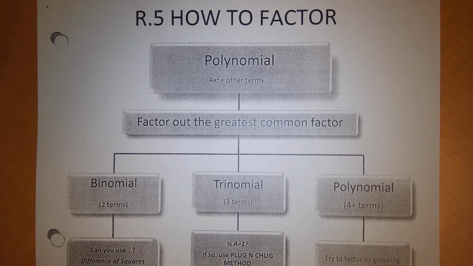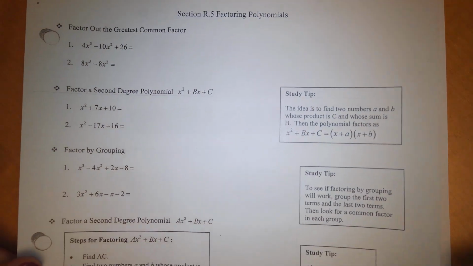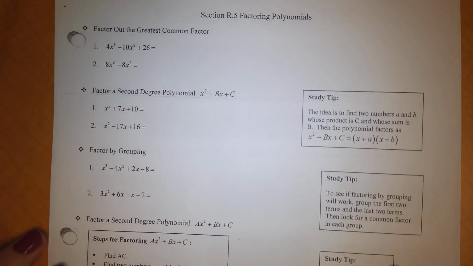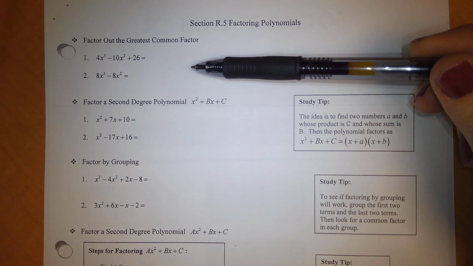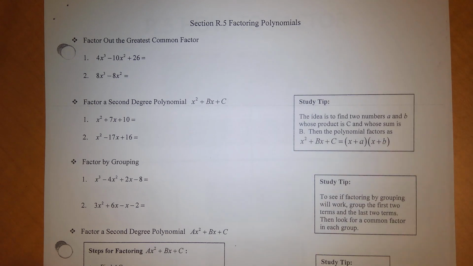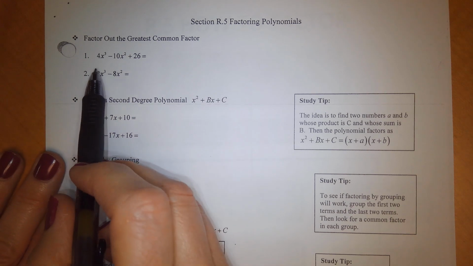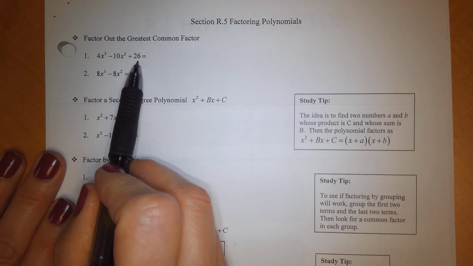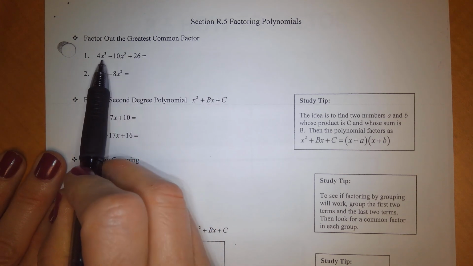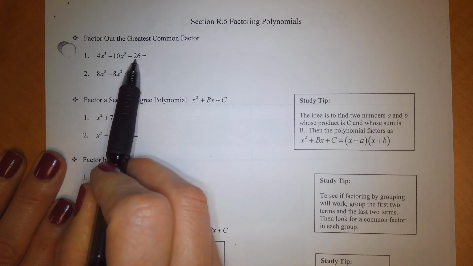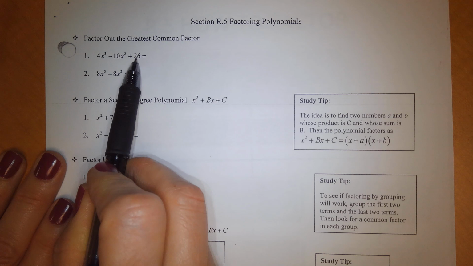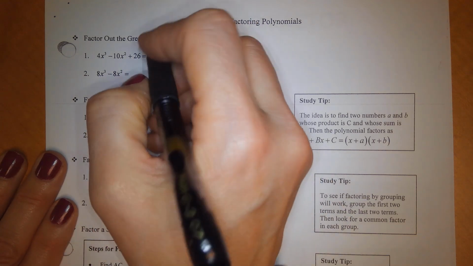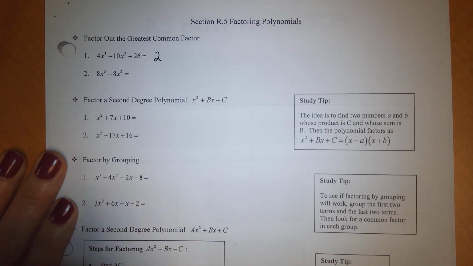So on the lecture notes that I provided to you, in the very top, we're asked to factor out the greatest common factor. In order to find the greatest common factor, you want to find something that's common to all of the terms. In this case, all of the coefficients are even, so I know a 2 is common to all of these terms. So I know at a minimum, I can take out a 2 out of those terms.